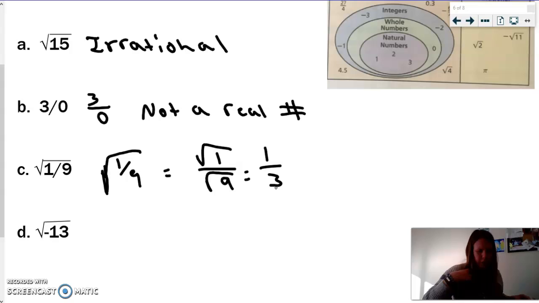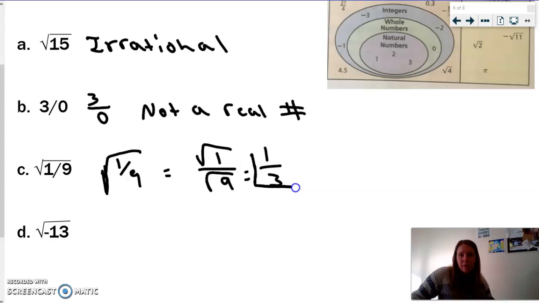I'm just going to double check that I am thinking about it the correct way with the book here. Yes, so they did the same thing that I just did. They broke it down so you can take the square root of the top and the square root of the bottom instead of taking the square root of the whole 1/9. And it would give you then 1/3, which is a rational number.